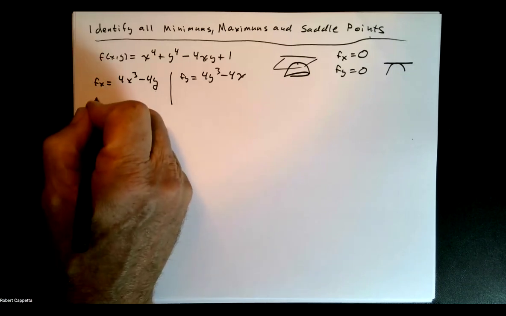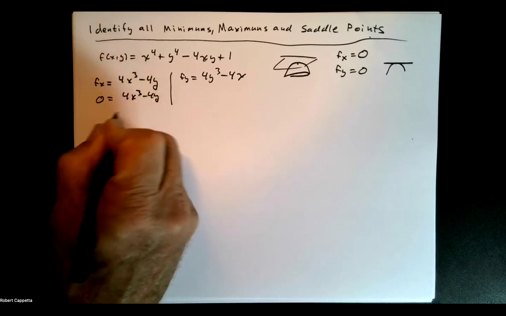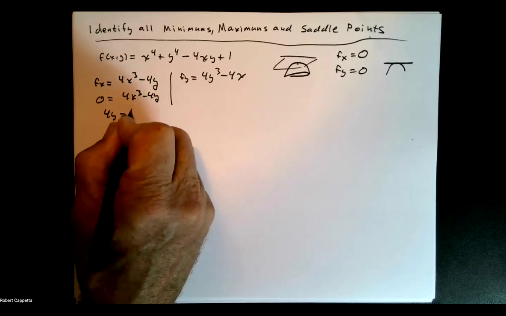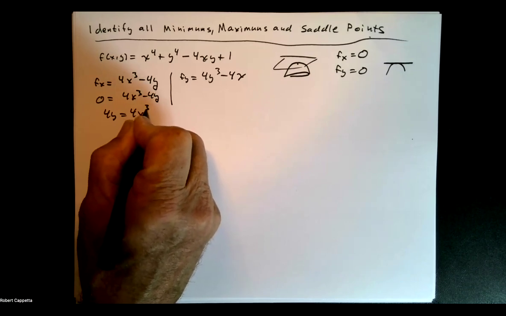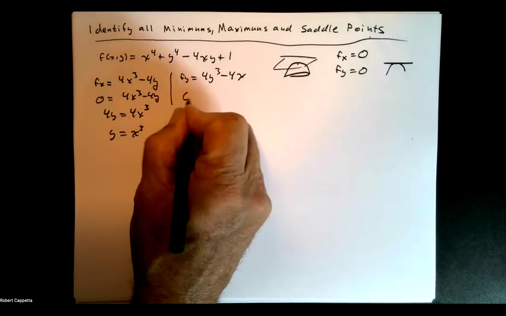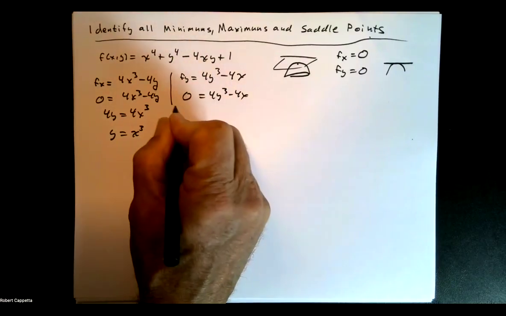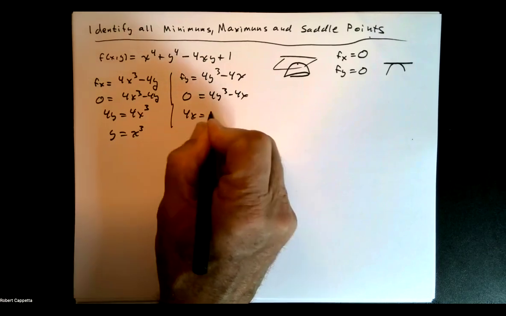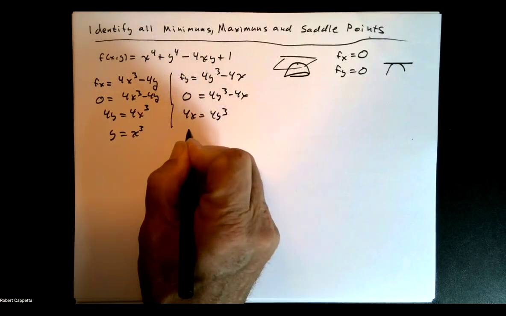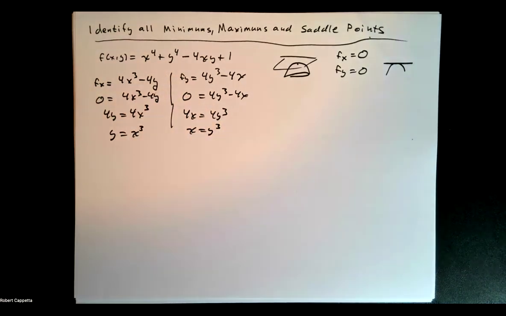Now, setting them equal to zero, what do we get? In this first case, 4x cubed minus 4y equals zero, so 4y equals 4x cubed, y equals x cubed. Setting f sub y equal to zero, we get 4x equals 4y cubed, and we get x equals y cubed. So y equals x cubed and x equals y cubed. How do we solve that?